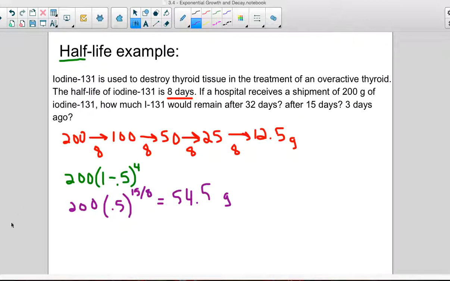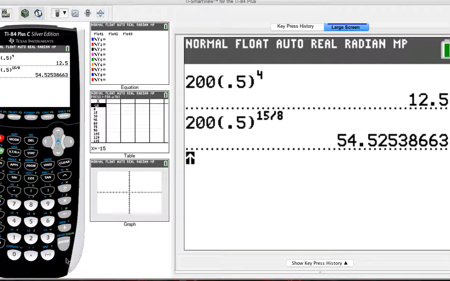And then 3 days ago, right, so if it was decaying on the way to the hospital or something like that, it would just be the same thing. It stays as a half-life problem, so 0.5. But 3 days ago, we're going backwards in time, so it's negative 3/8. So we should have more than 200 if it's been decaying. We're going backwards.